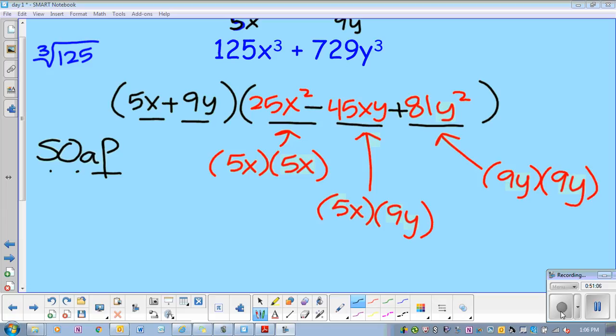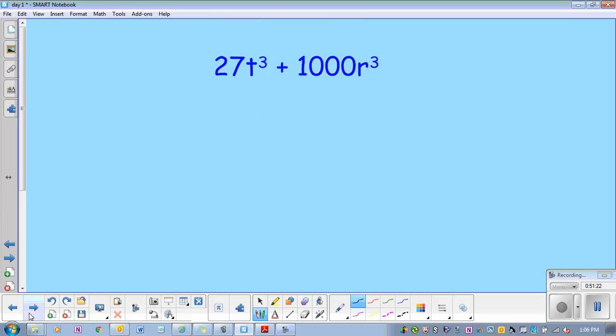The only thing that you may be able to do is maybe you'll get another DOTS out of this first one, or maybe another SOAP out of the first one. But that would be kind of mean. Just a whole lot of stuff to keep track of. All right, let's try the next one.